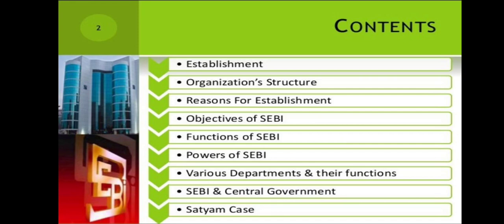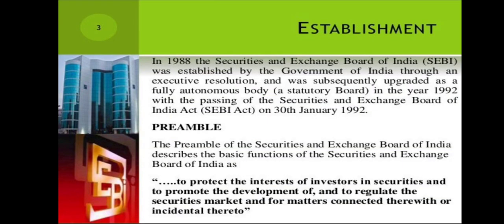First content is establishment. Second one is organization structures. Third one is reason for establishment. Fourth one is objectives of SEBI, and fifth one is functions of SEBI. 6 point is power of SEBI. 7 point is various departments and their functions. 8 point is SEBI and central government. Last one is case study. So let's see in detail.